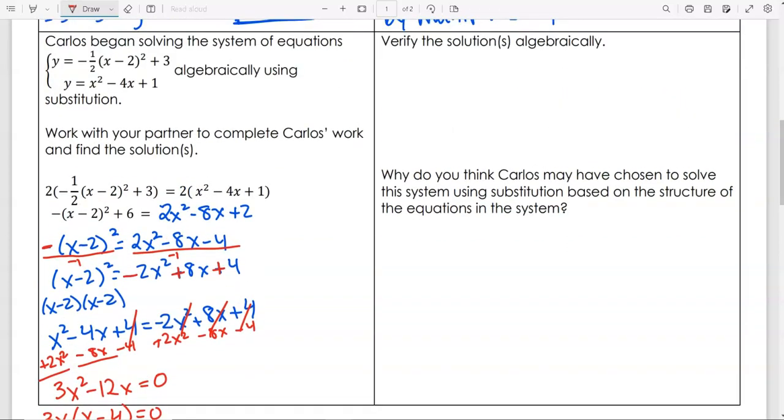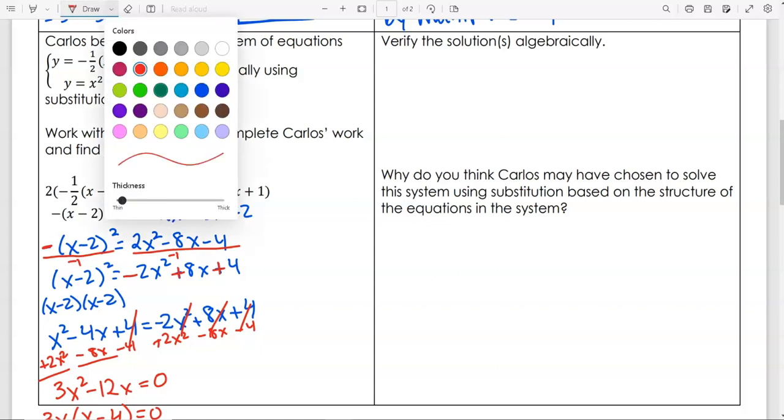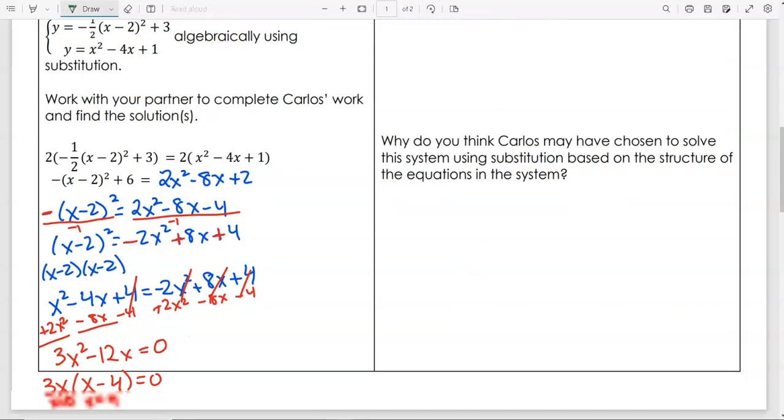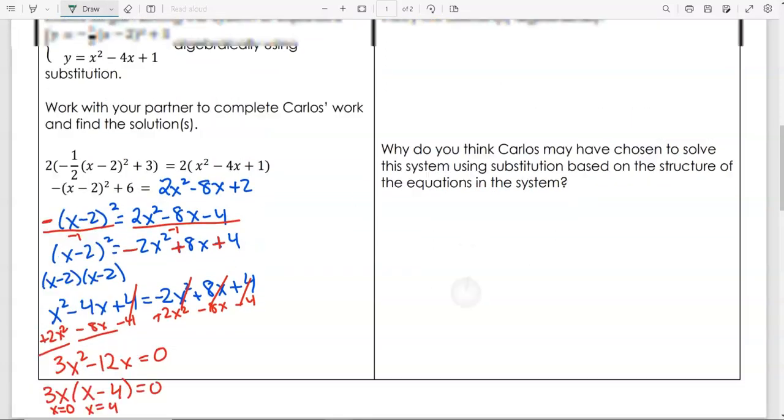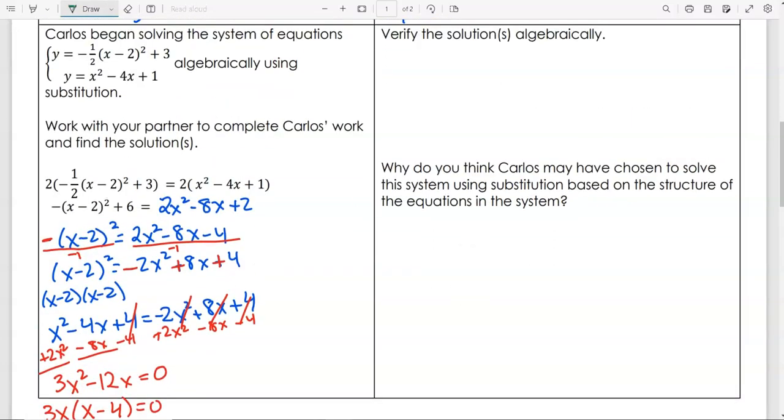Again, go off of one of your originals. Which one do you want to use? The bottom one? Sounds great. All right, I'm going to change. Let's do green. Do you want to plug in 0 first or 4 first? 0. All right, so if we plug in 0, well, that's nice. What's your outcome going to be? 1. When x equals 0, y equals 1.